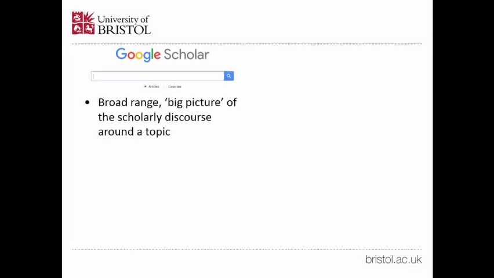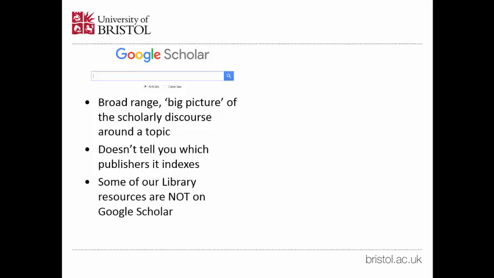To conclude, here's some more information about Google Scholar. It is useful for gaining a broad picture of your research topic. However, it is difficult to know which publishers are included and which are excluded. This means that you might miss out on important sources. Crucially, this also means that whilst it does link through to some of our library resources, not all of them can be found on Google Scholar.